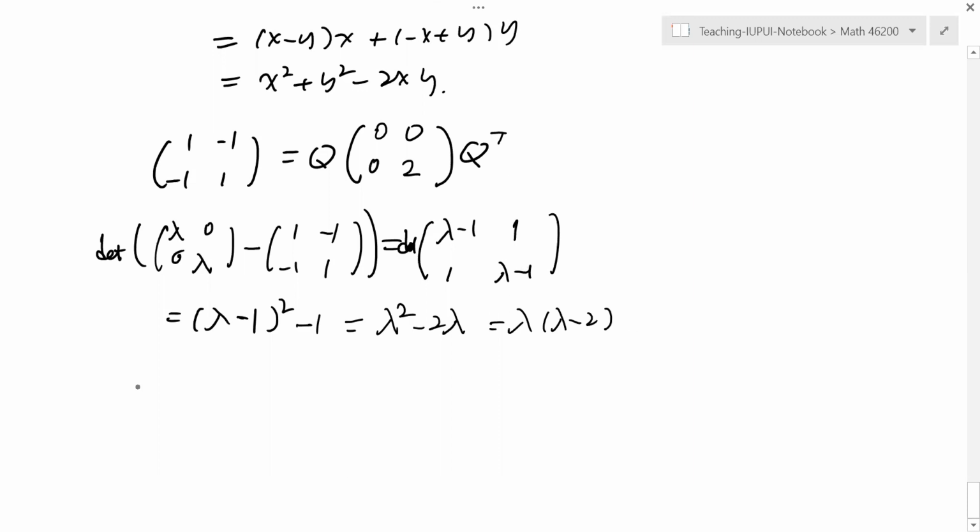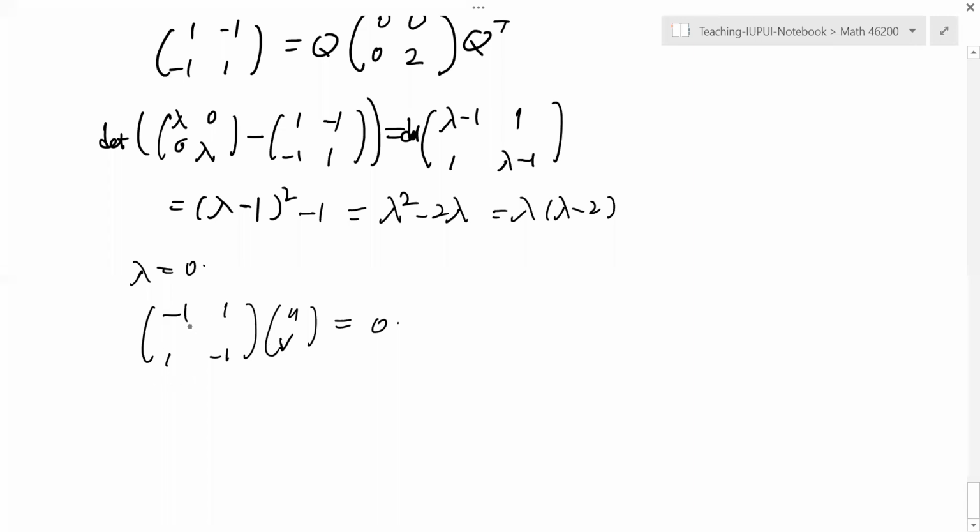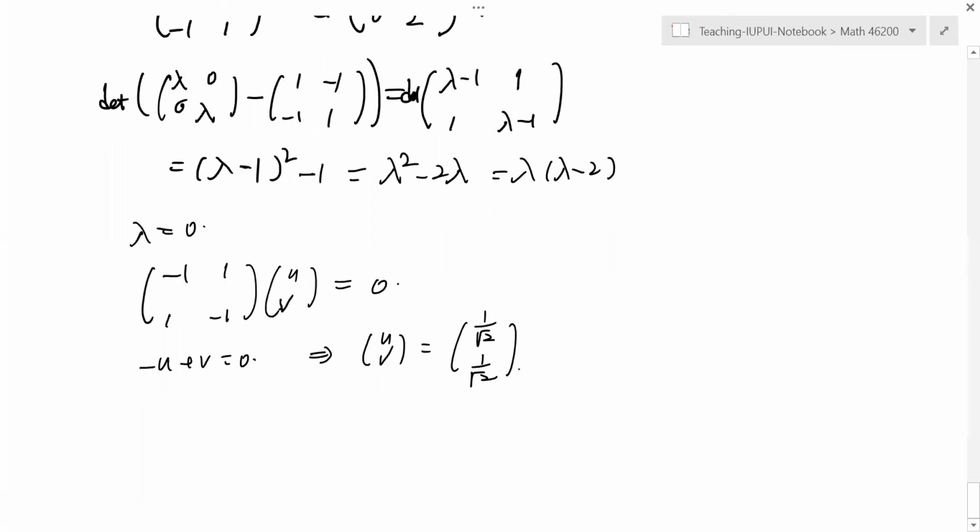Okay, so when lambda is 0, I just need to find the eigenvector. So it's going to be negative 1, 1, 1, negative 1 acting on u, v, and that's supposed to be 0. This will be the eigenvector. So clearly, negative u plus v should be 0, so u, v should have the same sign. Now, since you have to have a unit vector, why do we have to have a unit vector? Because we're going to look for the orthogonal matrix. Okay, this is the unit vector.